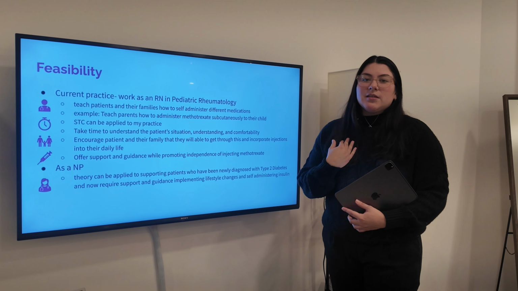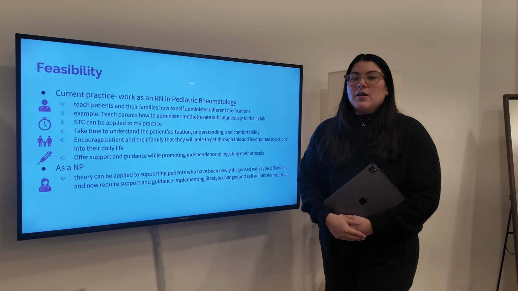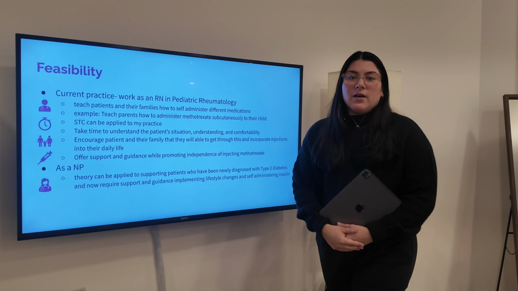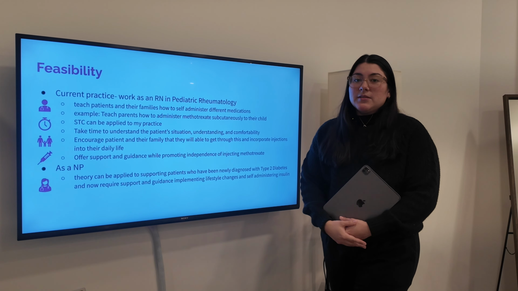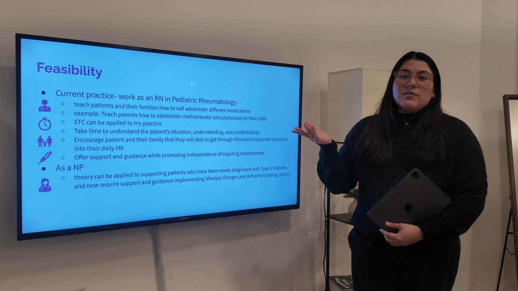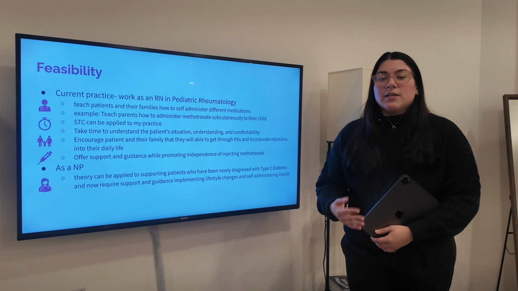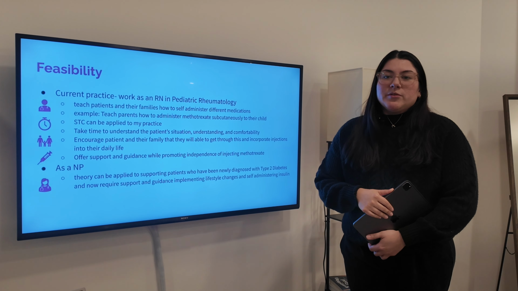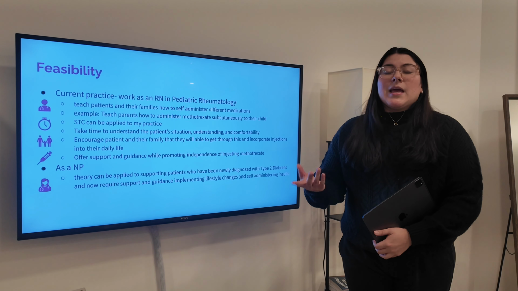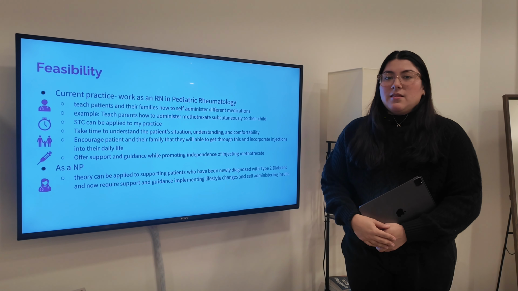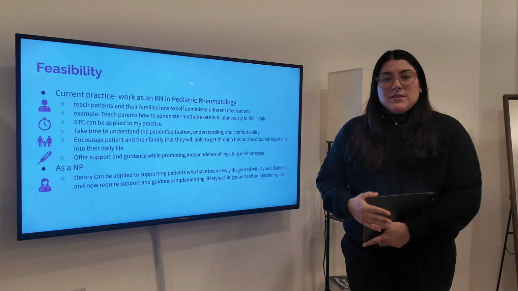For example, in my practice, I currently work as a pediatric rheumatology nurse in an outpatient clinic. We deal with a lot of newly diagnosed children who have arthritis, lupus, and other rare autoimmune diseases. So we teach patients and family how to administer different medications, and oftentimes it's very difficult for these families to deal with the new diagnosis. They require a lot of support and a lot of time and guidance through this diagnosis. And then, of course, they have to administer injections to little kids, which is obviously not easy.